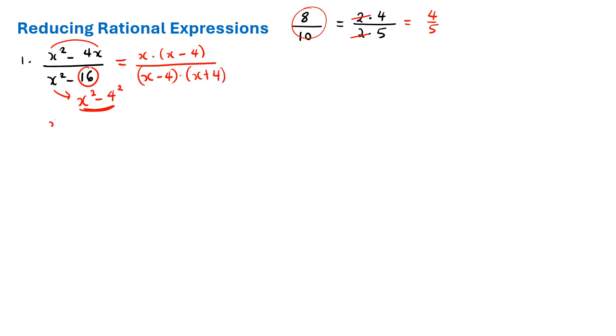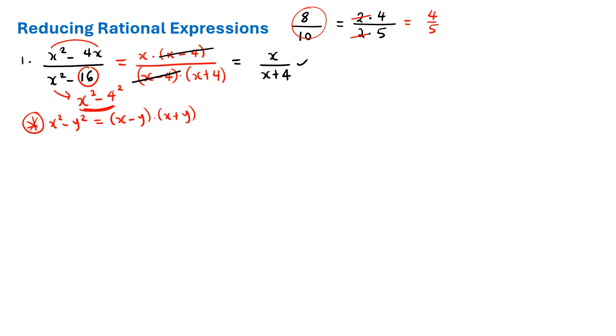In general, if you have x squared minus y squared, then you can factor that into x minus y times x plus y. This is what you have to keep in mind always when reducing rational expressions. From here, I can now see some common factors that I can divide. So I'm going to cross out x minus 4 and x minus 4, and I am going to be left with x divided by x plus 4.